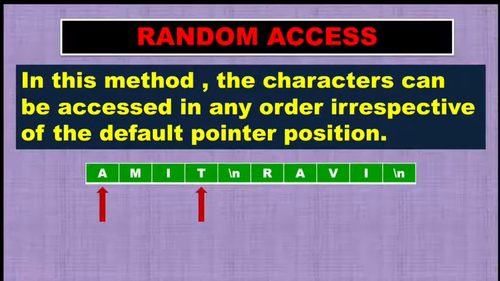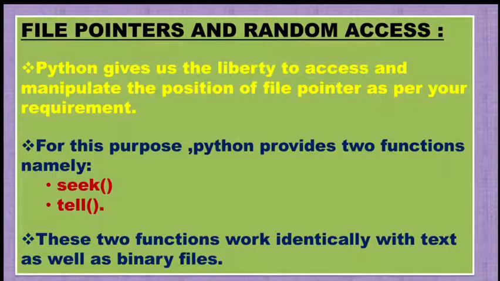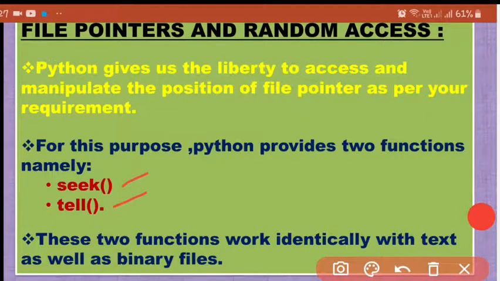So if I talk about random access, children, you know random access is not by default possible. It is possible only with the help of few built-in functions provided by Python. So let us see what all functions provide us random access in file. So like I said, Python gives us the liberty to access and manipulate the position of the file pointer as per your requirement. How do we do it? With the help of these two functions, seek and tell. Okay, and these two functions work for text as well as binary files.